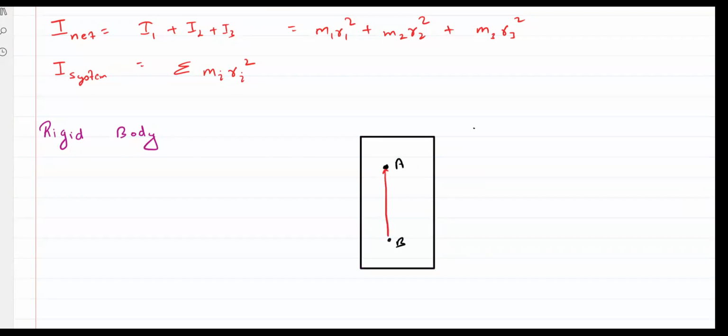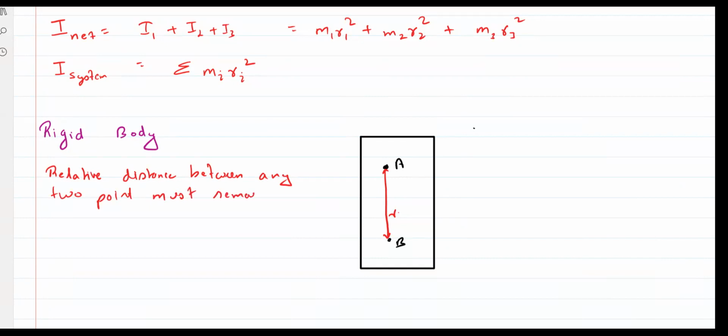Yes or no? Right? So I can say the relative distance between any two points must remain the same. Yes or no? Raise your hand. That is the basic definition of what? Rigid body.